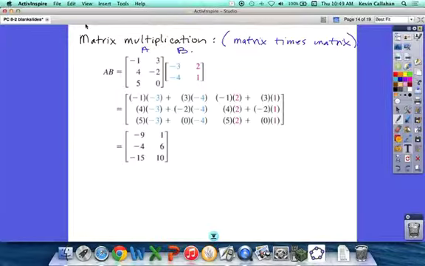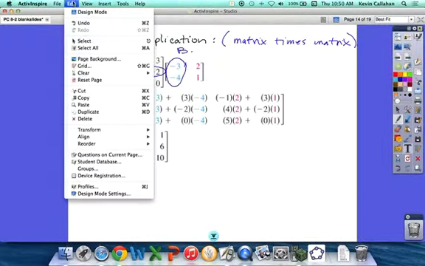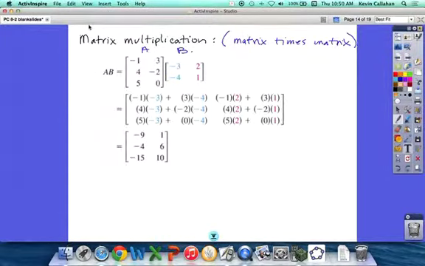Okay, now we want to fill the second row, first column. So use the second row and first column, and do the same thing. 4 times negative 3 plus negative 2 times negative 4. That's negative 12 plus 8, negative 4. Right, to fill the second row, second column, you use the second row and the second column. 4 times 2 plus negative 2 times 1, 6.